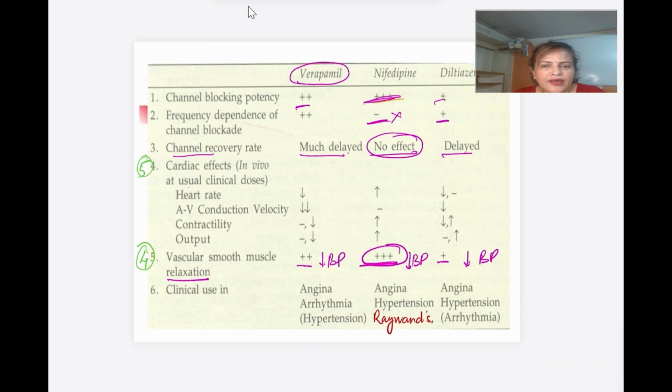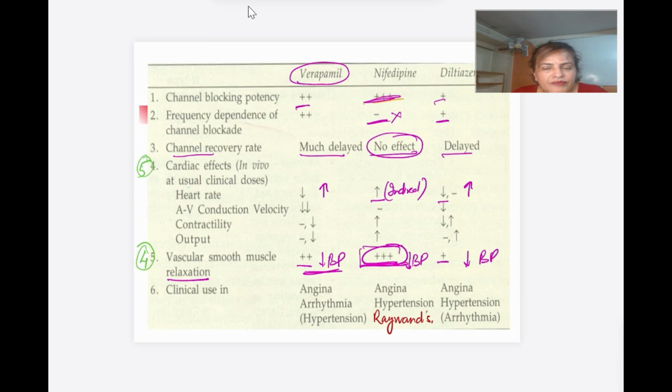Now coming to the heart rate. You can see here it is increased, here it is decreased. The increase is because whenever there is a sudden fall in blood pressure, there will be reflex tachycardia. So this is indirect. Here also the indirect rise is there.